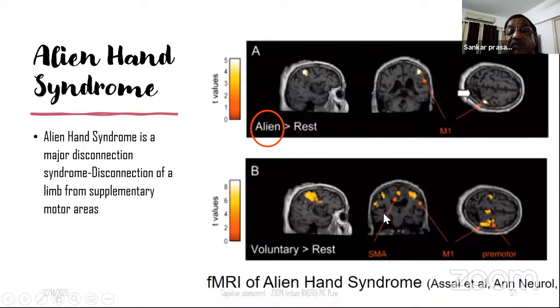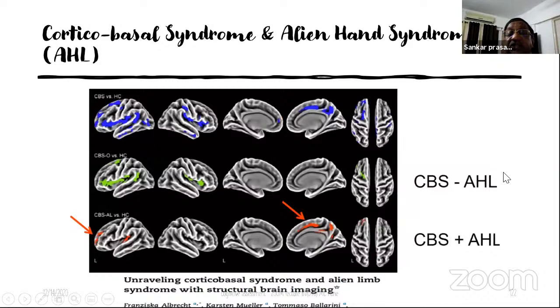You can see the voluntary action, you can see the supplementary motor area getting activated here. Whereas in alien hand, there is no activation in the supplementary motor area in this functional MRI. So this is alien hand syndrome, and this also has shown a structural brain imaging defect in the parietal lobe, an extensive defect. This is the hippocampus, this is the pericingulate gyrus. So alien hand syndrome is a supplementary motor area problem, which you can see in this also and in this also. That defect will give rise to alien hand syndrome.